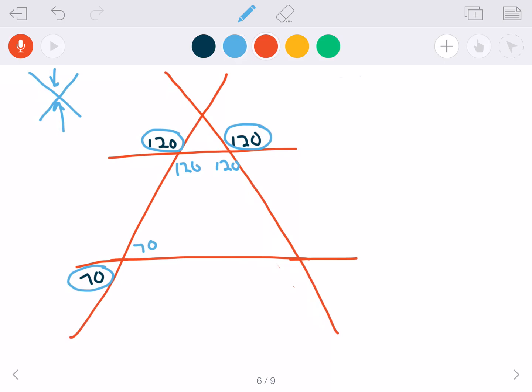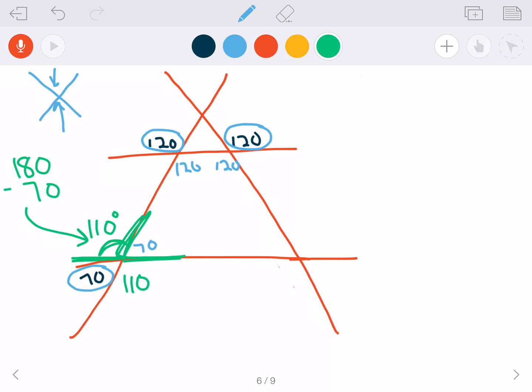The other thing I want you guys to take note of is the fact that we've got some supplementary angles here. Meaning if I were to take this angle here, it makes a straight line with this angle here. So straight angles equal 180 degrees. So if I take 180 minus 70, that's going to give me this angle here. 180 minus 70 is 110. If this is 110, this one is also 110.